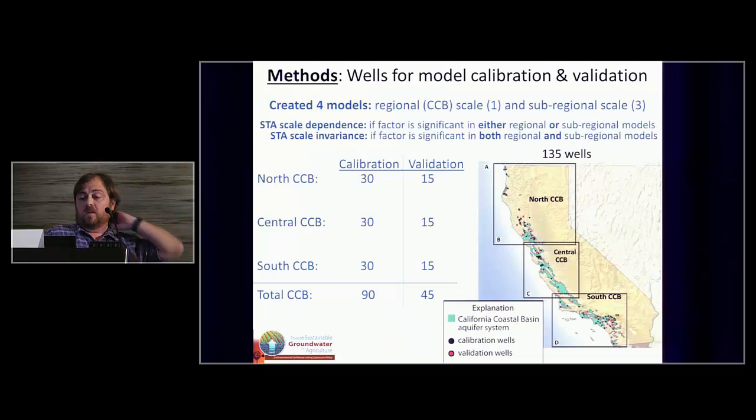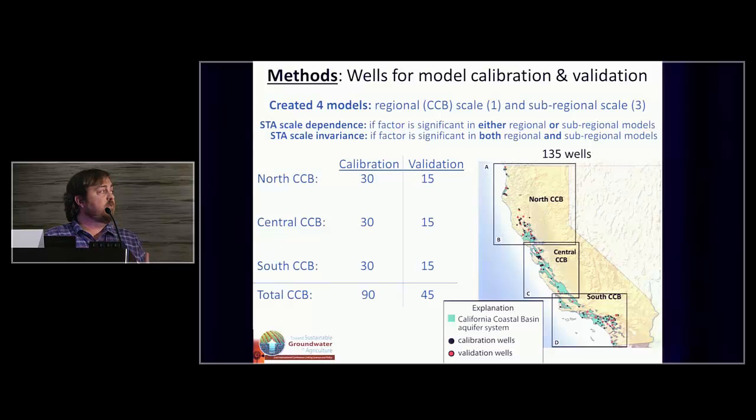So the goal here then, we created 4 models, one for the entire California coastal system, and then 3 sub-regional models. So we have a north model, a central, and a south model. We had 45 wells within each sub-region, so two-thirds were randomly selected for model calibration, so 30, and then 15 were for model validation.